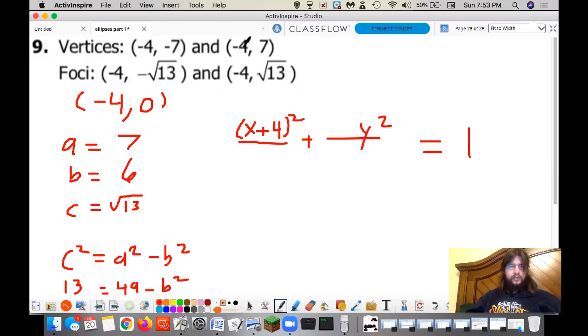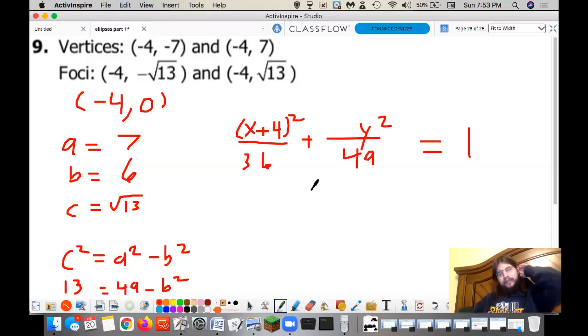So this one is what's changing. The vertical is changing on the vertices. So it's going to be a vertical ellipse. Oh, done. So nothing to it really, guys. Just plug in the numbers. I mean, midpoint formula and counting is all you got to do, really.